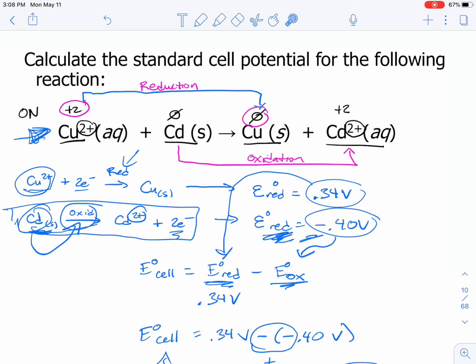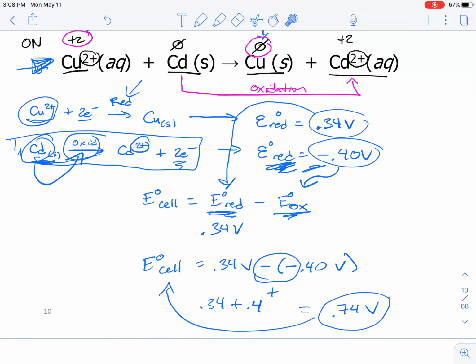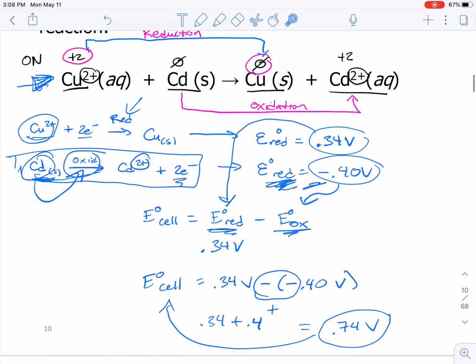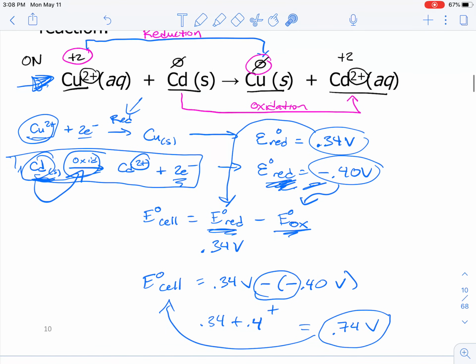Okay. So once you guys get into the swing of things, the calculation is actually pretty simple. You just need to be able to identify what half reaction is undergoing oxidation, what half reaction is undergoing reduction. And so just keep in mind that you guys are using reduction potential values.